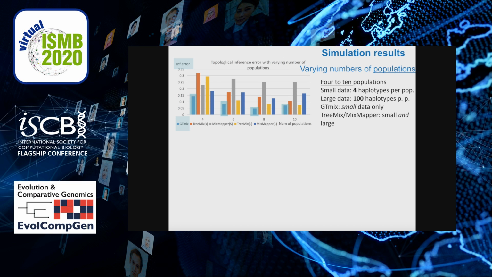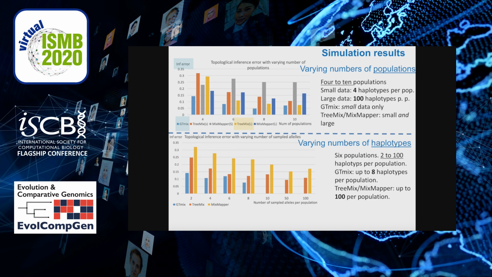And you can see from here, the inference error of GTMX is actually the lowest among all we compared. The next better one is TreeMix. TreeMix is run with much larger data with 100 haplotypes per population. That is 25 times more than used by GTMX. And you can see, even so, TreeMix does not perform as well as GTMX.